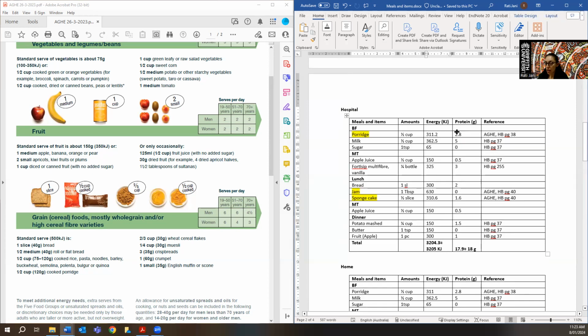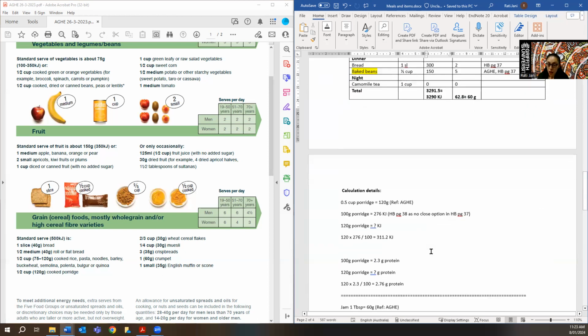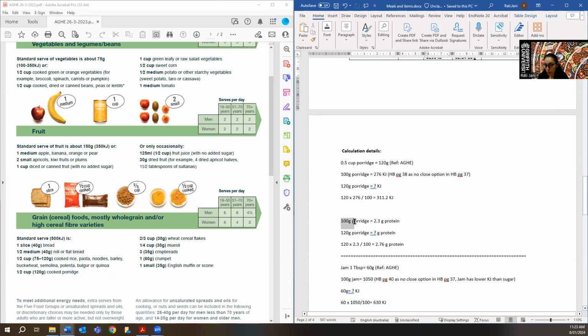Similarly, you can get the answer for protein. Protein, same way. 100 gram of porridge is 2.3 grams of protein. Where do you get this information from?